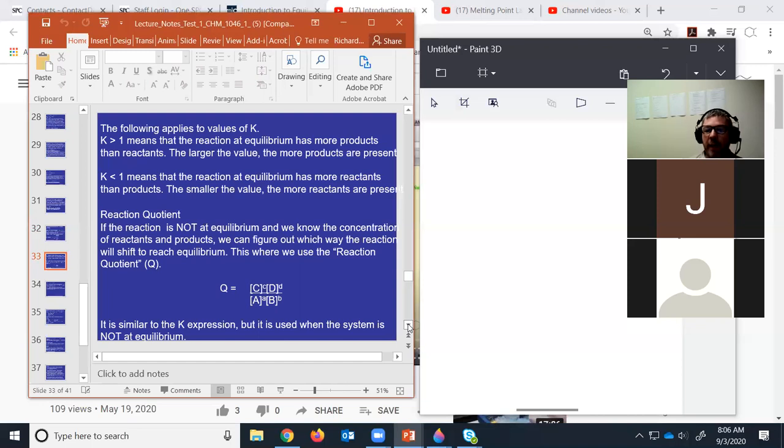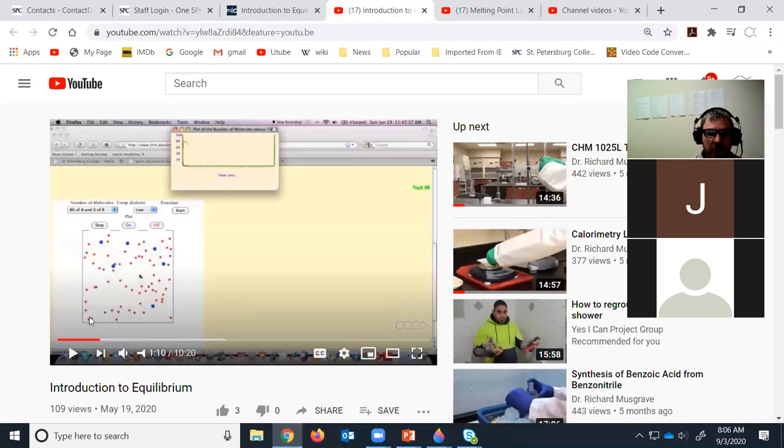Now, the thing is that reactions aren't always at equilibrium, but if they're not at equilibrium, we know at some point they will be. But we need a way to express what's going on when the reaction isn't at equilibrium. If I go back to that video that I showed you earlier, before we get to these parallel lines, it's not at equilibrium yet. That means I can't use K to get any values at this point because the reaction's not at equilibrium.